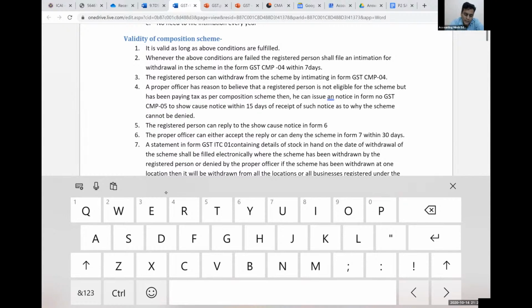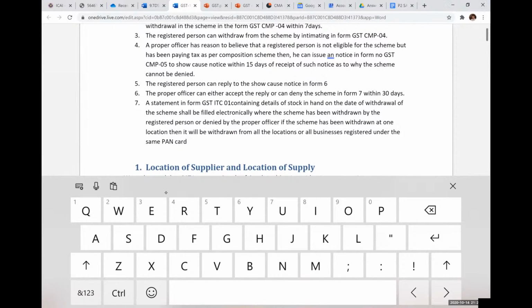The proper officer can either accept the reply or deny the scheme in Form 7 within 30 days. So either he has to accept or he has to say no. No, your explanation is not good. I think we will take action. First of all, your composition levy scheme is denied. We are rejecting it.